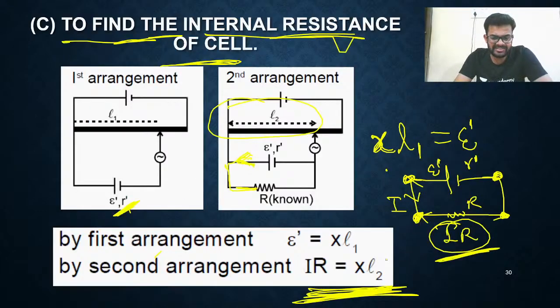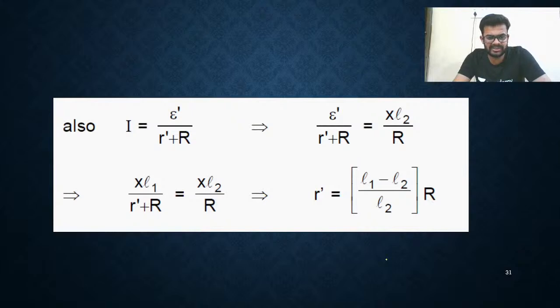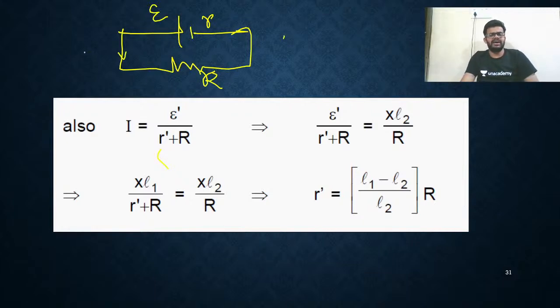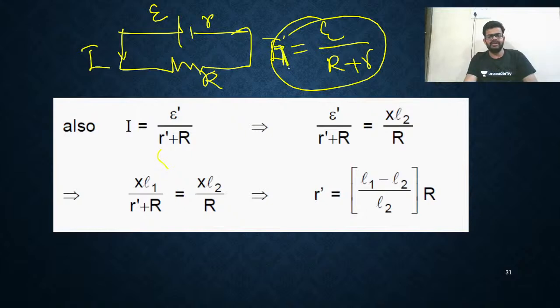So finally, I can say that I R is equal to X L2 and E dash is equal to X L1. Directly just put the value. In the secondary circuit, this was R, this is small r, and this is E. So the current I flowing through it is E upon R plus r. This is the current flowing in the secondary circuit.